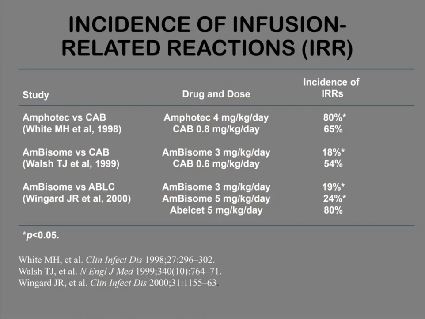So in terms of infusion-related reactions, the short version is that Amphotec actually had the highest incidence of infusion-related reactions, higher than conventional amphotericin B, which is one reason it became very unpopular very quickly. Abelcet has a very comparable incidence of infusion-related reactions to conventional amphotericin B, and AmBisome has the lowest incidence of infusion-related reactions.